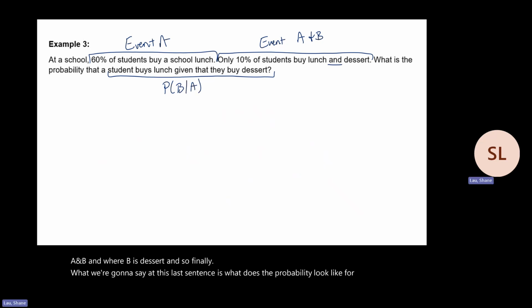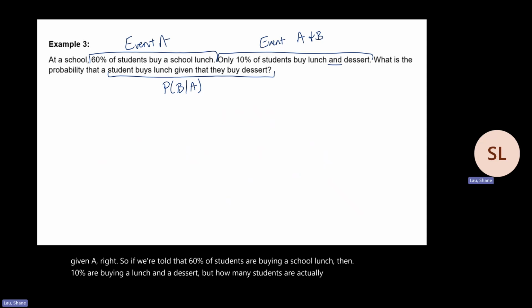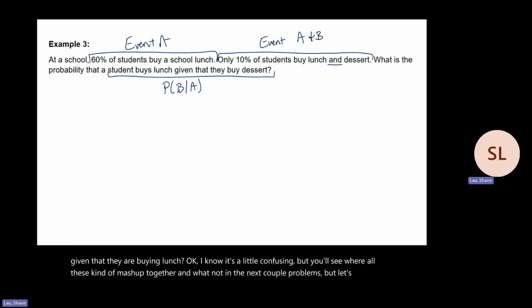If we're told that 60% of students are buying a school lunch, then 10% are buying a lunch and a dessert. But how many students are actually buying dessert given that they are buying a lunch? I know it's a little confusing, but you'll see where all these mash up together in the next couple problems. But let's see how the setup is.